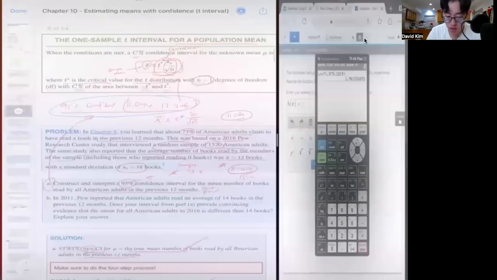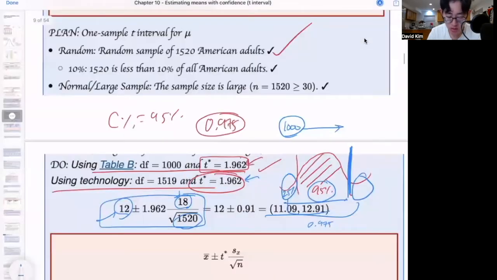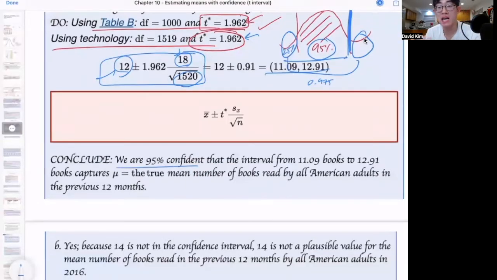Okay, so interpretation. I'm just going to show it to you right away. We are 95% confident that the true mean of the number of books that the average American adult read in the previous 12 months will be captured by the interval between this and that. That is something you would say. So the interval from this to that captures the magic word, the true mean number of books read by all Americans in the previous 12 months.